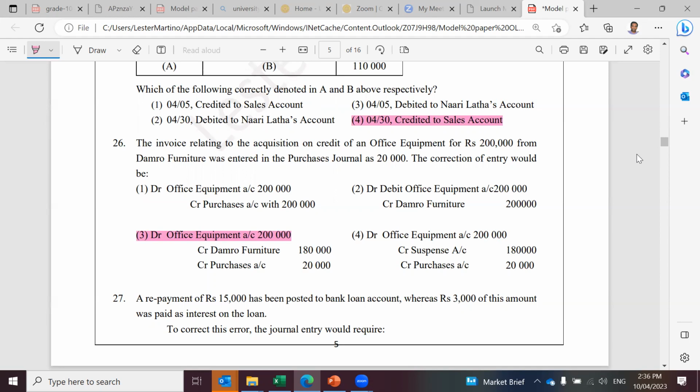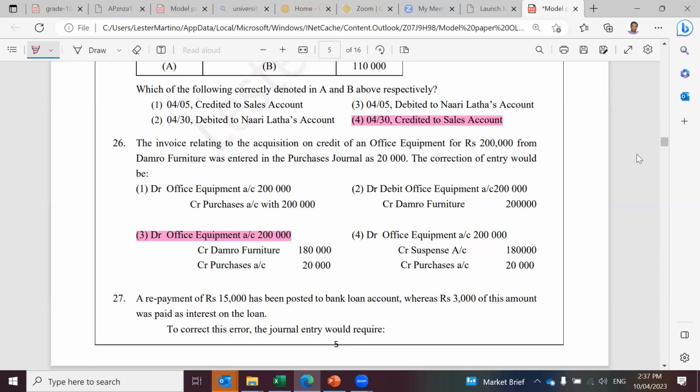Now you purchase office equipment 200,000, but apparently you record that in stock purchases as 20,000. So what is the original entry for that? If you purchase stocks on credit basis, what is the double entry? Purchases account debit, creditors account credit. Purchase journal records 20,000 as credit purchases. So purchases account debit, Damro Furniture credit 20,000. Is it clear? If you record 20,000 as a credit purchase, what's the double entry? Debit purchases account, credit creditors account, that is Damro Furniture, 20,000.